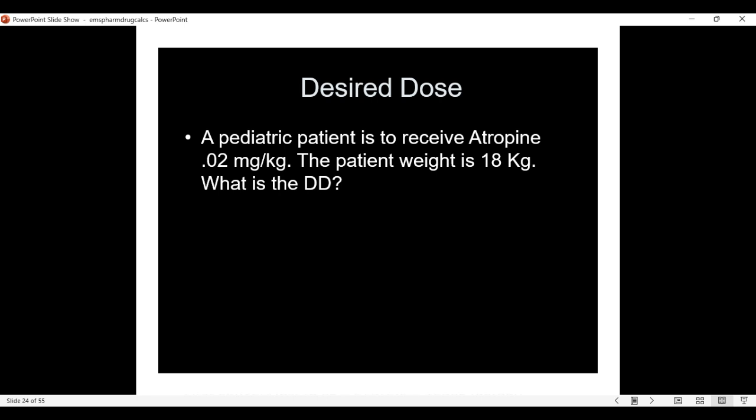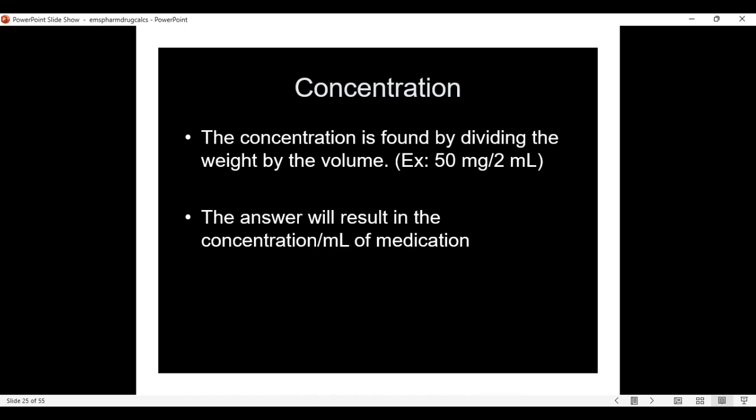Pediatric patient received atropine of 0.2 milligrams per kilogram. The patient is 18 kilograms. What's your dose? So here, if you're in class, I would pause this video or I would make them figure it out. But since we're not in class, we're going to take the 0.2 times the 18, which is going to be what, 0.36 milligrams. 0.36 milligrams is our desired dose.